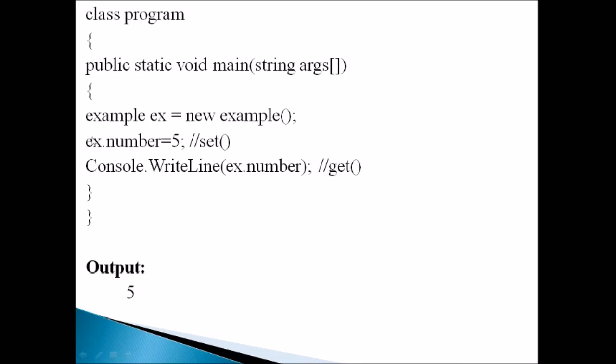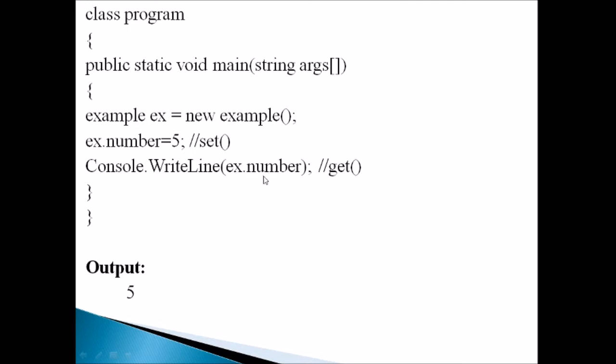This kind of initialization we have discussed already in the types of object initialization, isn't it? So this type is called by reference, so that object.variableName = 5. During this statement execution, the set method will be called and the value will be assigned to the variable number. And then in the next line, Console.WriteLine(ex.number) is given. We are just displaying the value of ex.number.